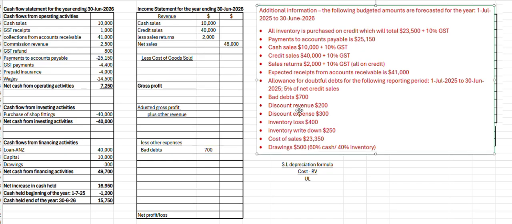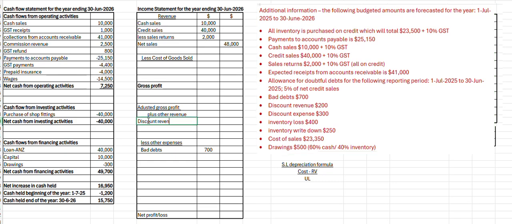Discount revenue, that's non-trading revenue. It doesn't relate to the sale of inventory. So that goes in our other revenue section. So discount revenue that we've received from our accounts payable for promptly paying them. Discount expense is also a non-trading expense. So these would have been granted to our accounts receivable for paying promptly.